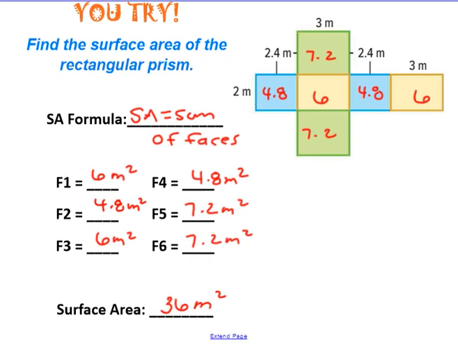Alright, go ahead and hit pause if you're not done. So here we had two faces that were 4.8 meters squared. We had two faces that were 7.2 meters squared, and we had two faces that were 6 meters squared. And when you added them all up, you should have gotten 36 meters squared.